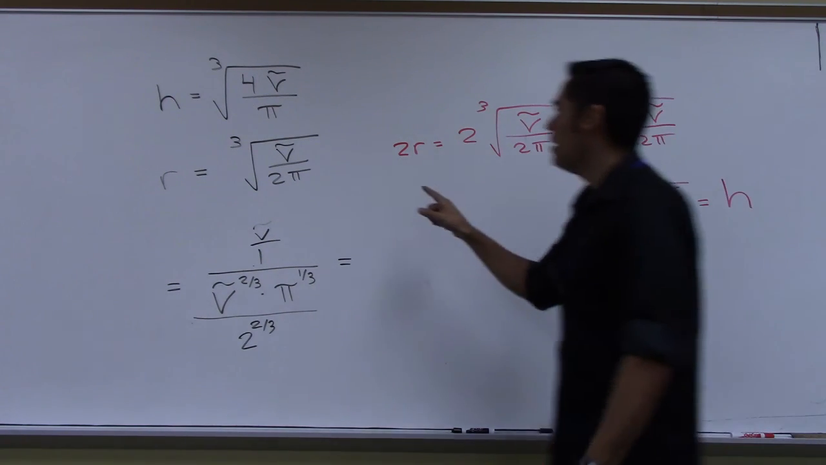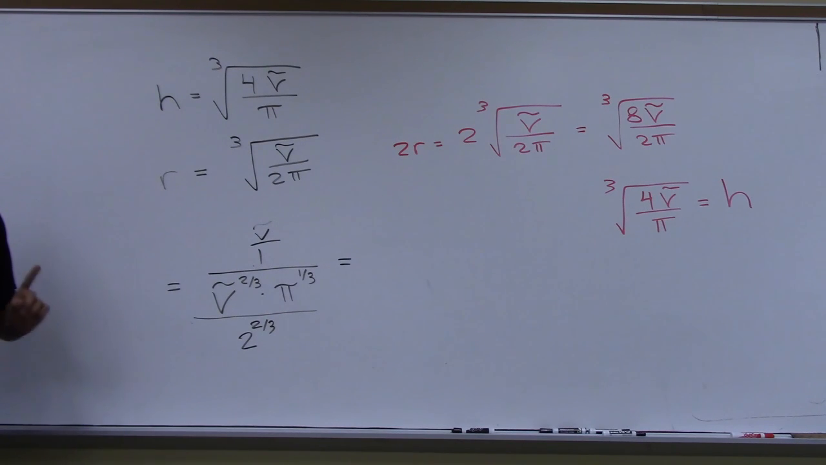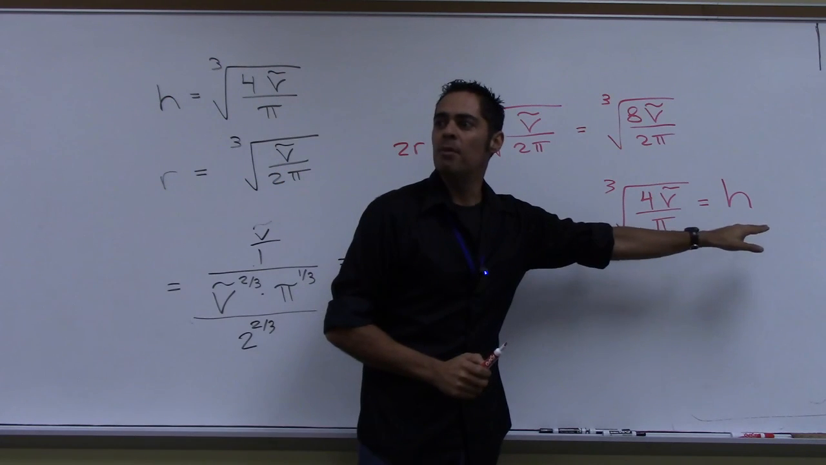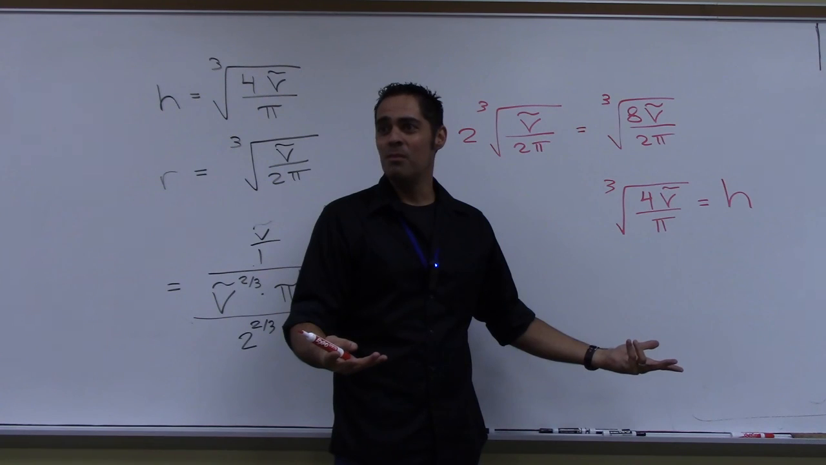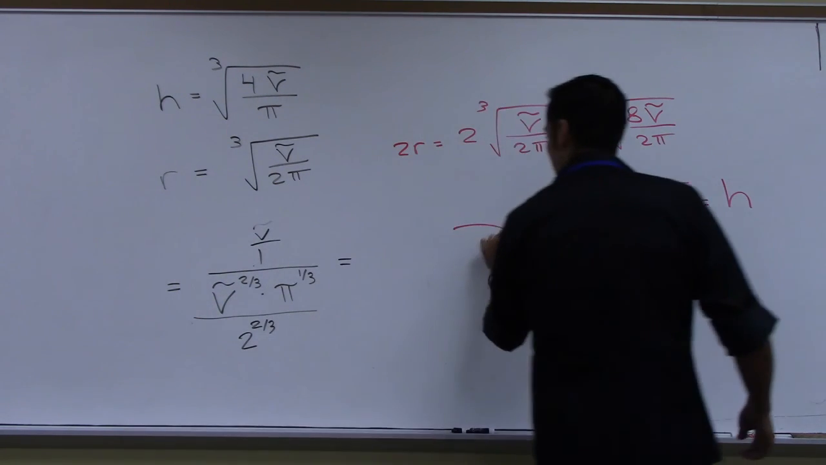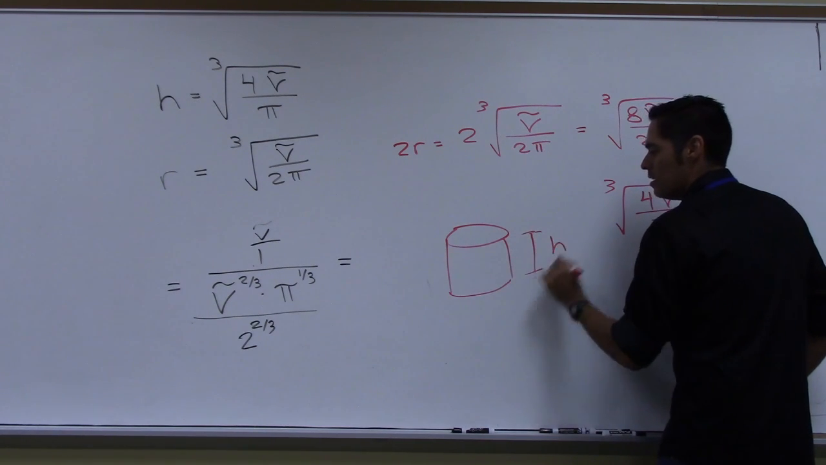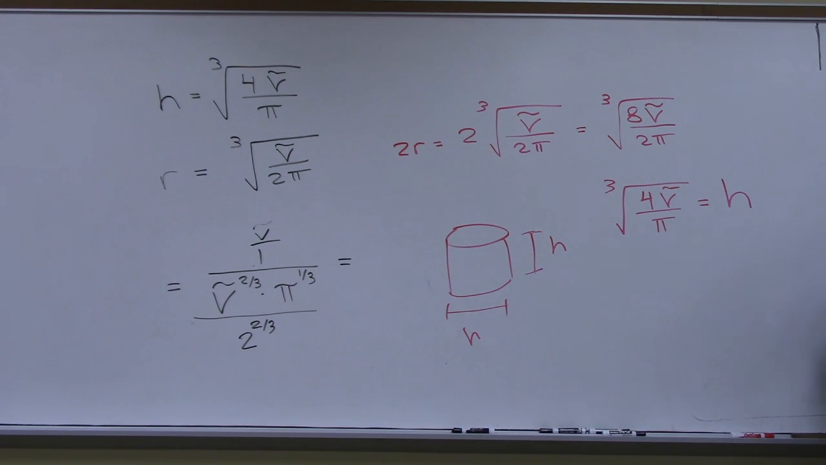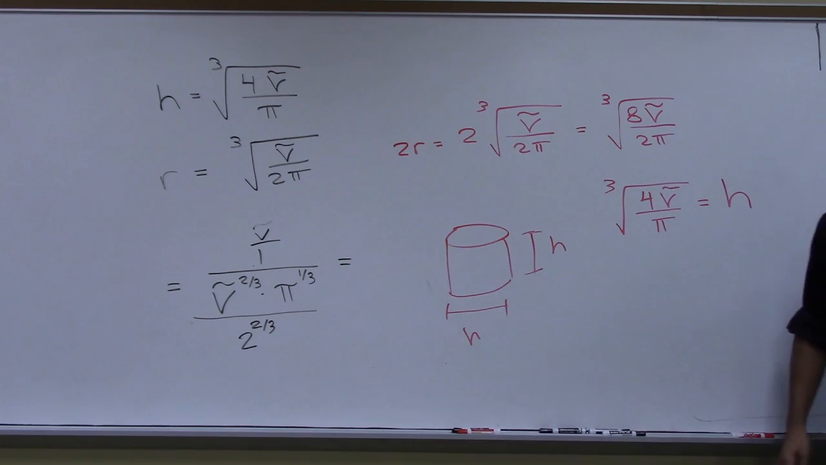Which means that if you want to build a can with the minimum surface area, you want the dimensions to be where twice your radius is equal to your height. But what's twice the radius? The diameter. Which means your can should have the same diameter as it does height. Whatever your height is should also be your diameter. If you build a can that way, it has the minimum surface area. There's no other way to build a can and use less aluminum.